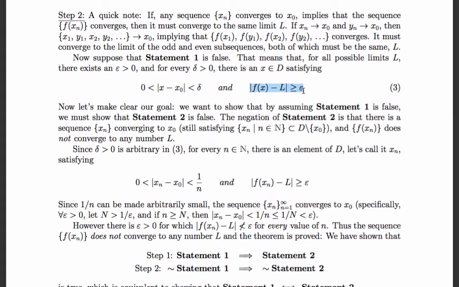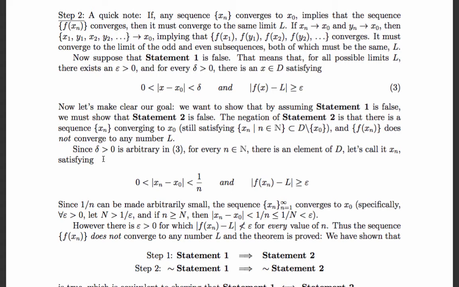Now, let's make very clear what our goal is. We want to show that by assuming statement 1 is false, we must show that statement 2 is false. Okay? In other words, to show statement 2 is false is to say that the negation of statement 2 is true. And the negation of statement 2 is that there is a sequence converging to x naught. However, f of xn does not converge to any number L. Now, since delta is arbitrary in statement 3, and remember 3 is true, by supposition of the fact that statement 1 is false.